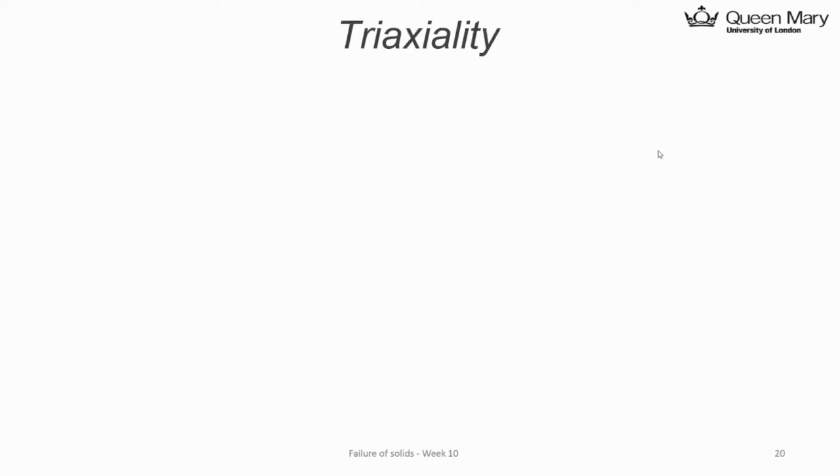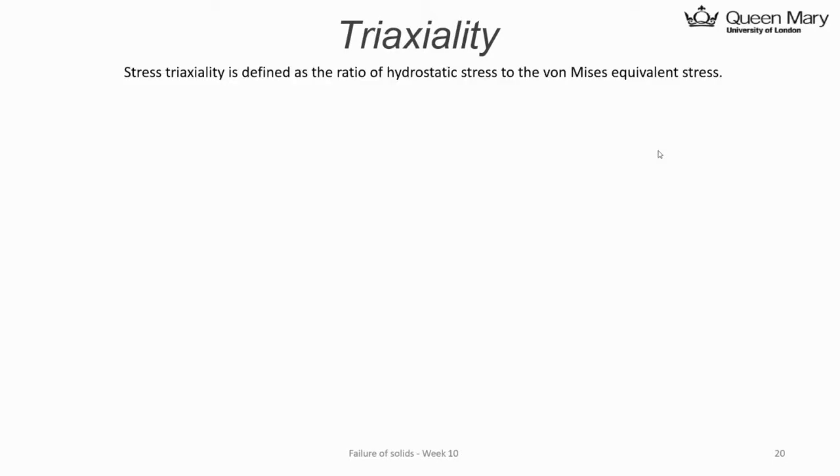So now I wanted to introduce another concept, triaxiality. I'm not sure I pronounced that right. Triaxiality, yeah. It's a very difficult word for me to pronounce. But anyway, this word is defined as the ratio of hydrostatic stress to the von Mises equivalent stress. This is hard to understand at the beginning if you just read that, but let me go through it step by step so you can understand more clearly.